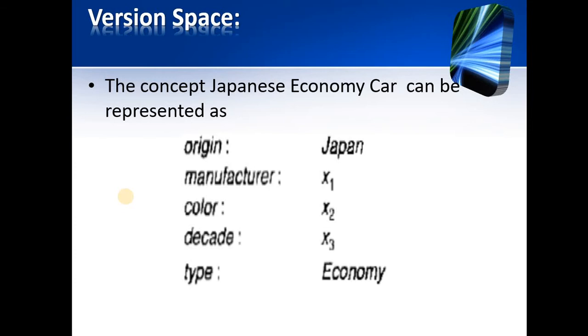The concept description as well as training examples can be stated in terms of those slots and values. For example, the concept Japanese economy car can be represented as origin Japan, manufacturer X1, color X2, decade X3, type is economy. The names X1, X2, X3 are variables. The presence of X2, for example, indicates that the color of a car is not relevant to whether the car is a Japanese economy car.